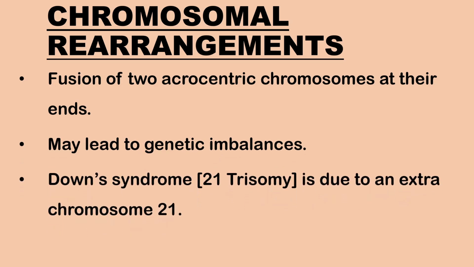Down syndrome, or trisomy 21, is due to an extra chromosome 21. It shows presence of 3 copies of the 21st chromosome instead of a homologous pair.